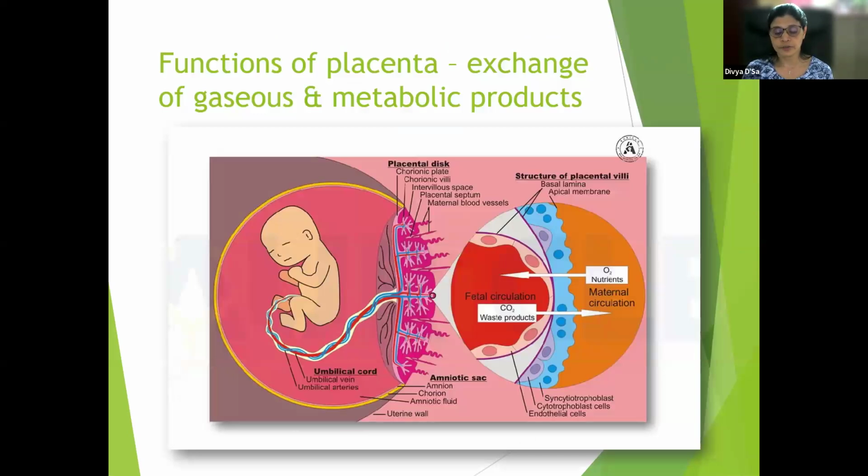So what is the function of the placenta? The first thing is that it is very essential for the exchange of gases. Basically, the supply of oxygen from the maternal blood to the fetal blood and removal of carbon dioxide from the fetal blood. A full-term fetus will take about 20 to 30 ml of oxygen per minute from the maternal blood. So even a small cessation can be very fatal.